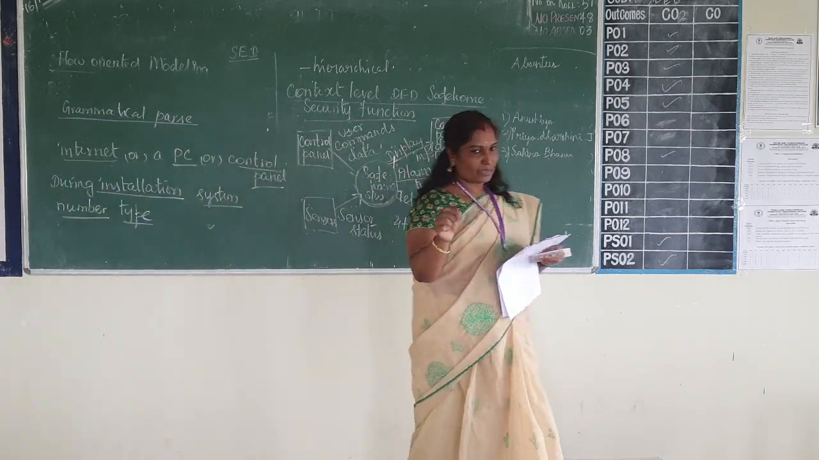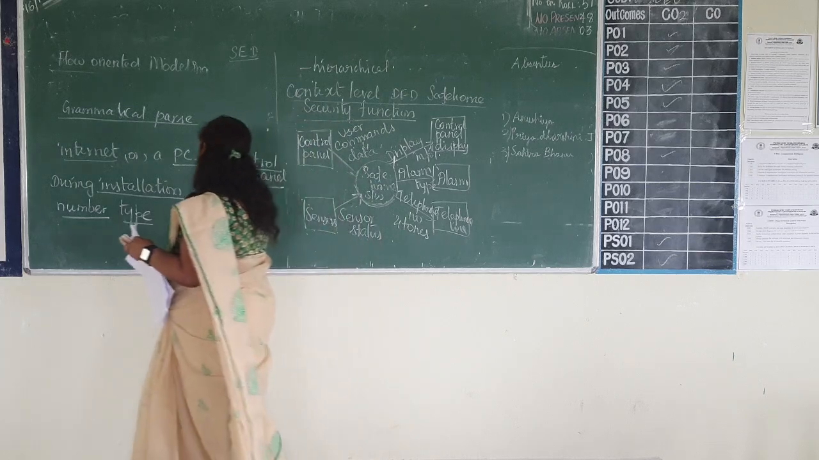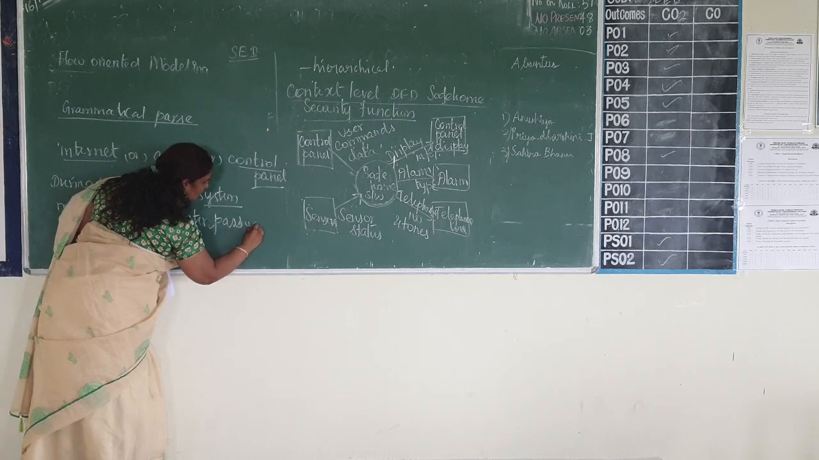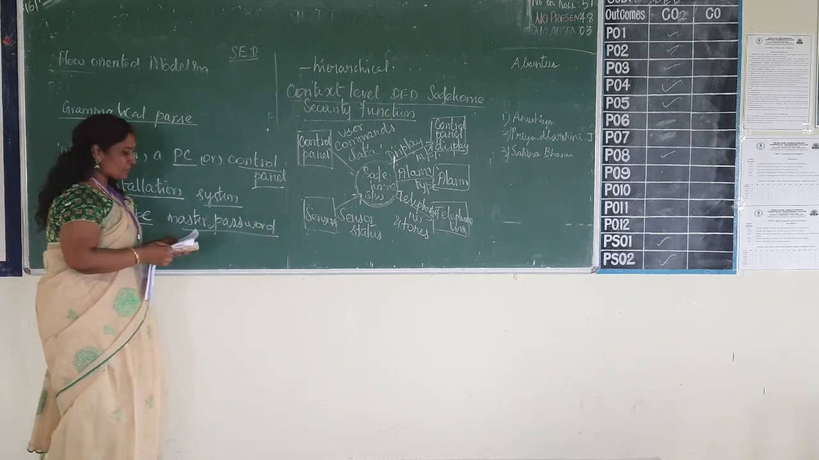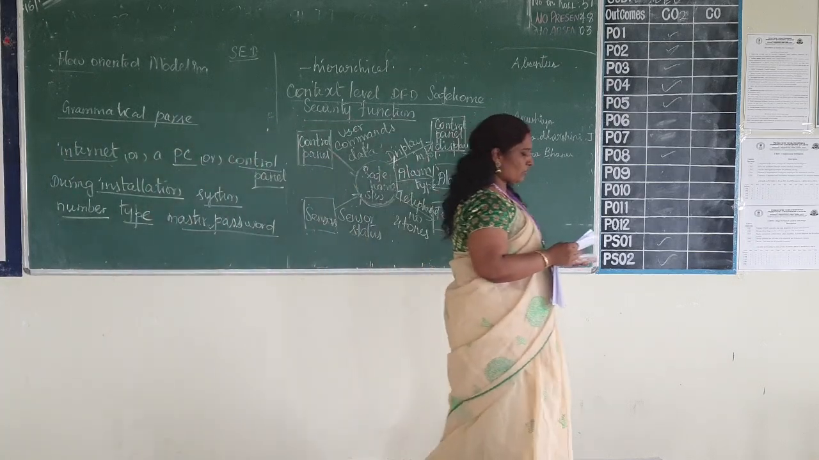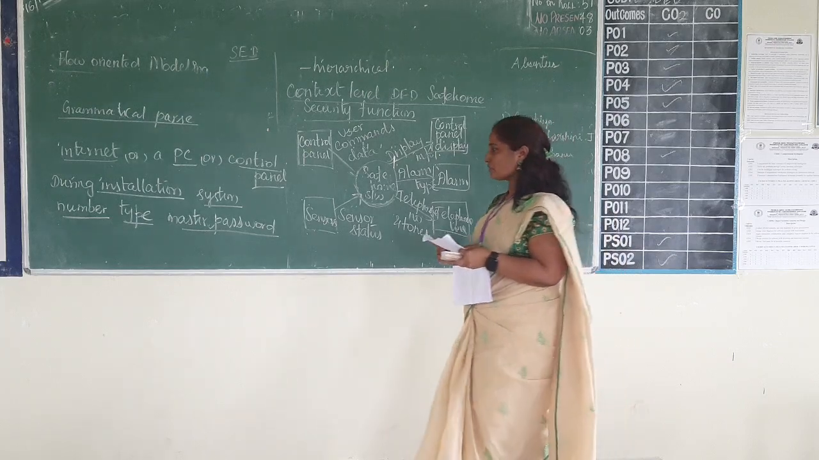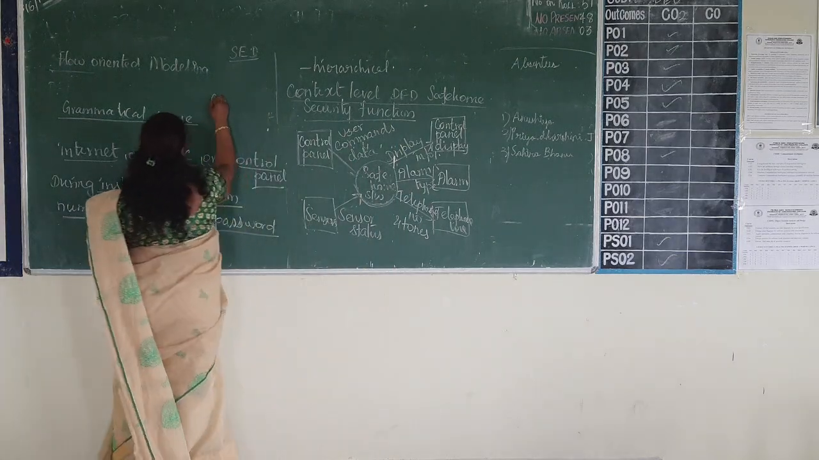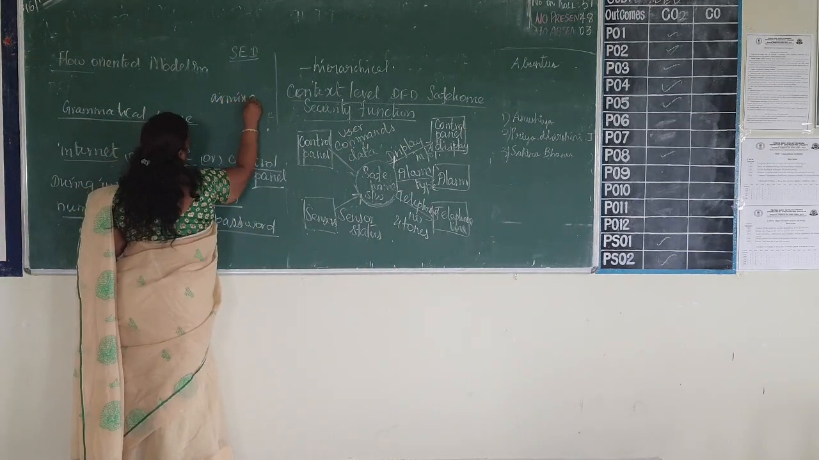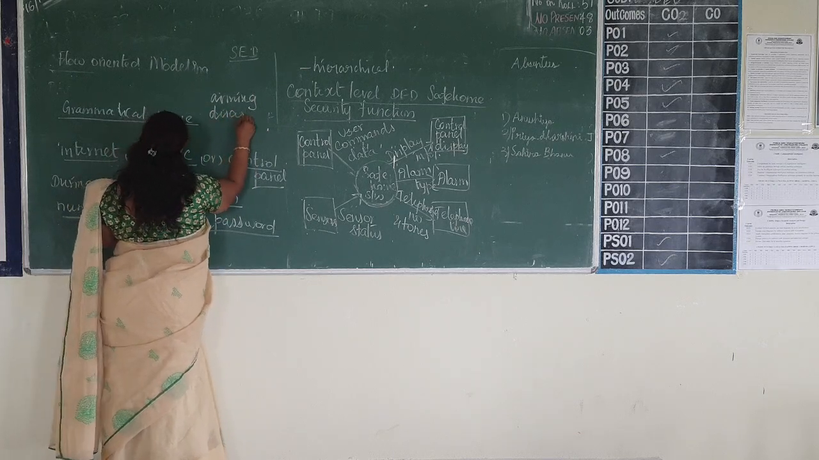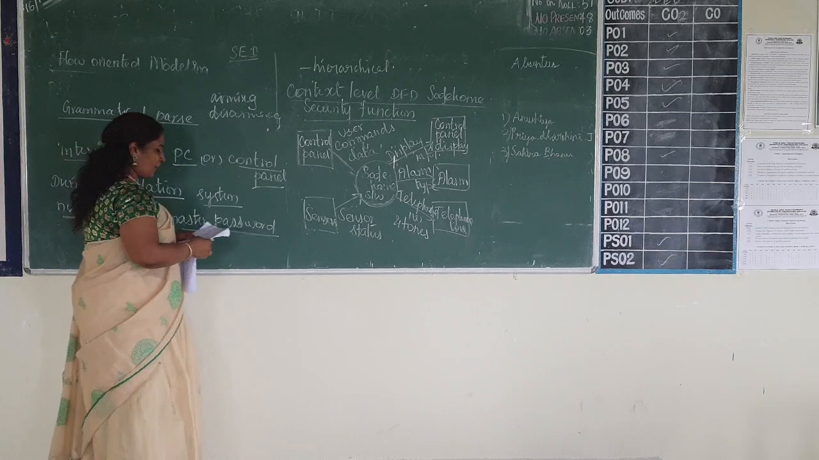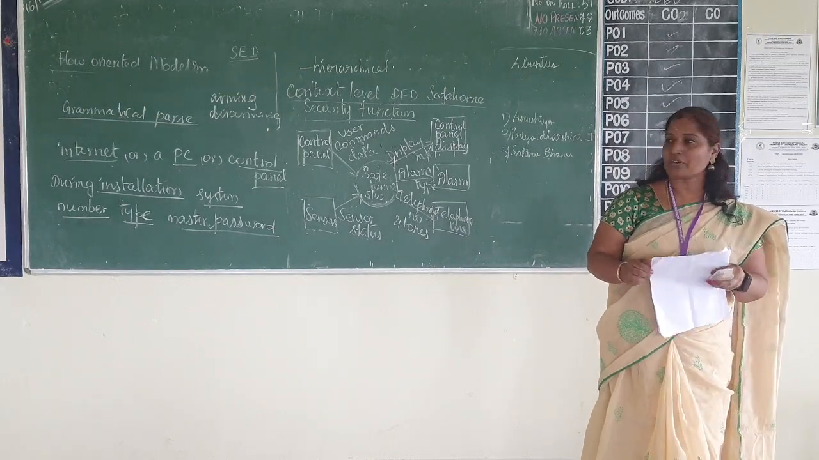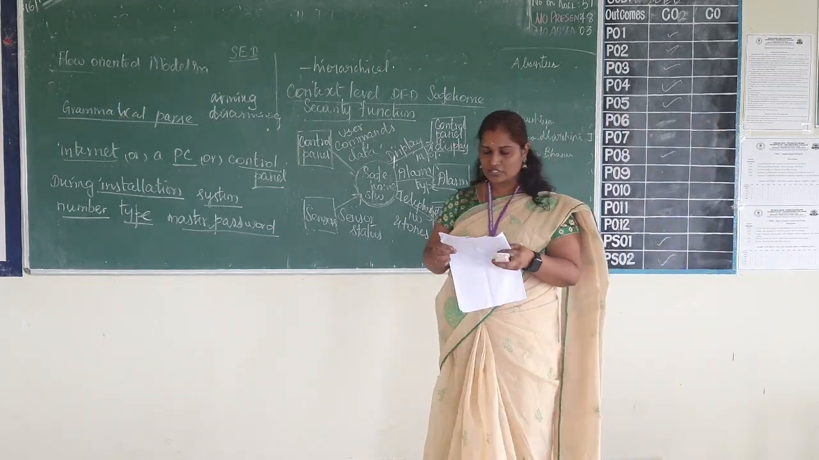And type, comma, a master password. Master password is programmed for arming and disarming the system, and telephone number. Underline telephone number.